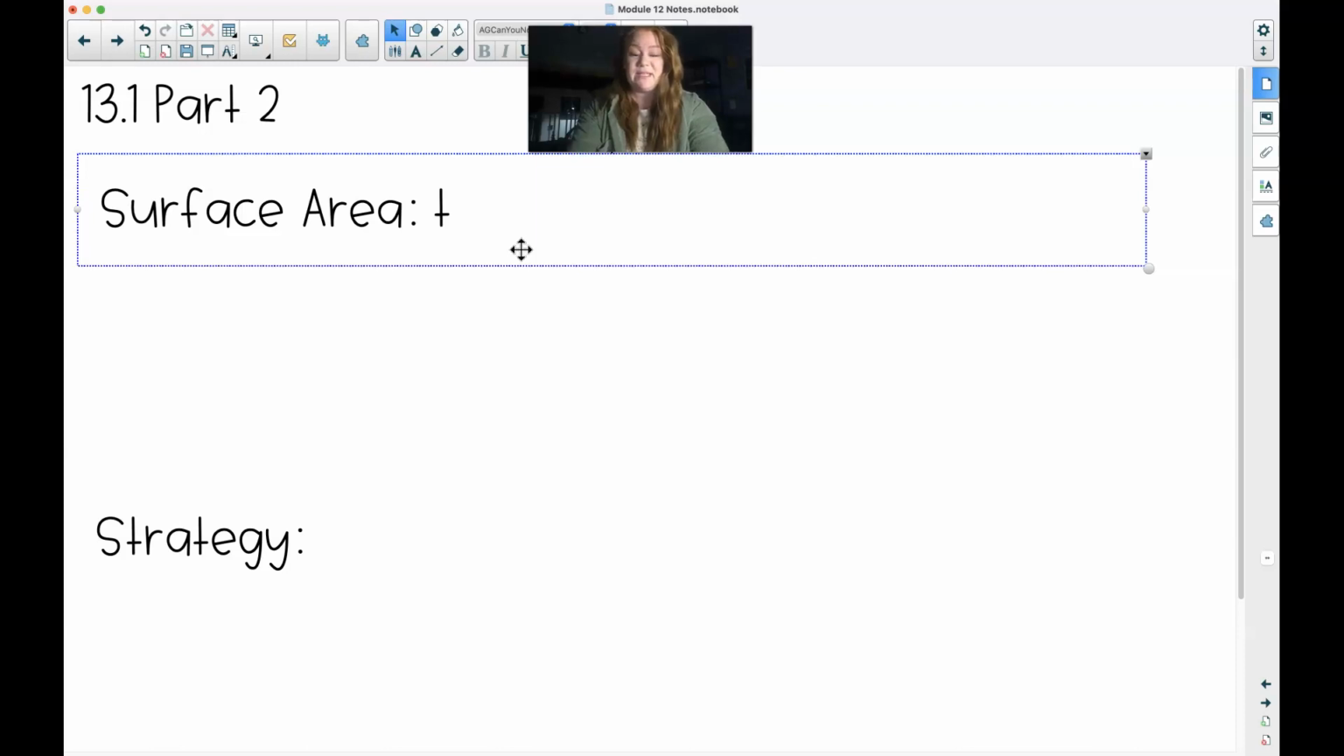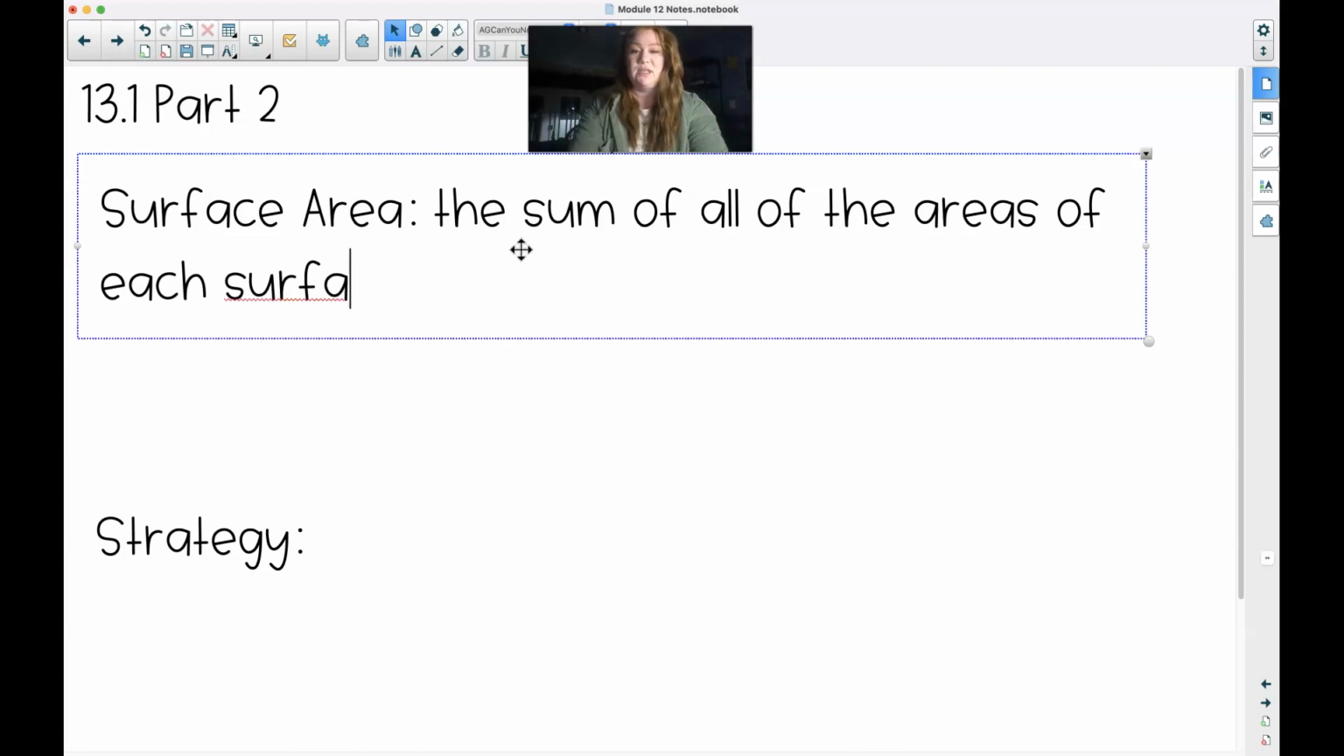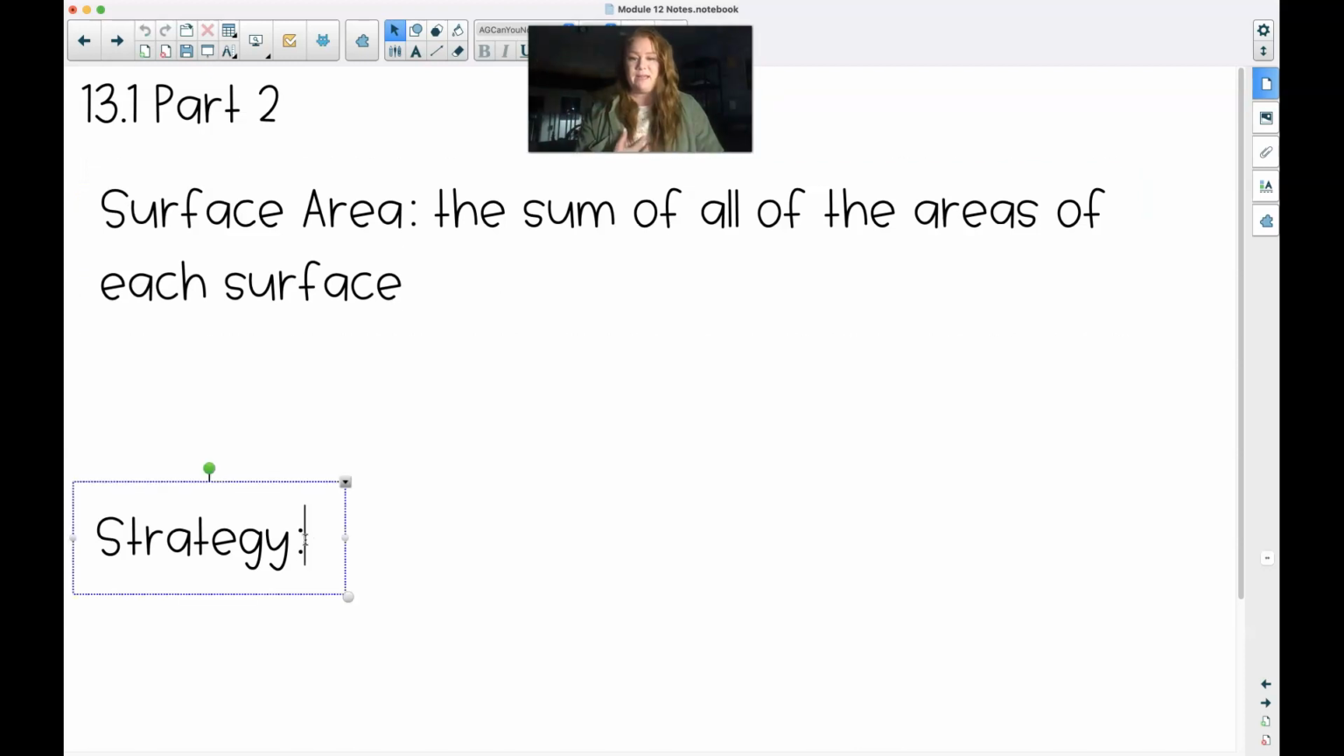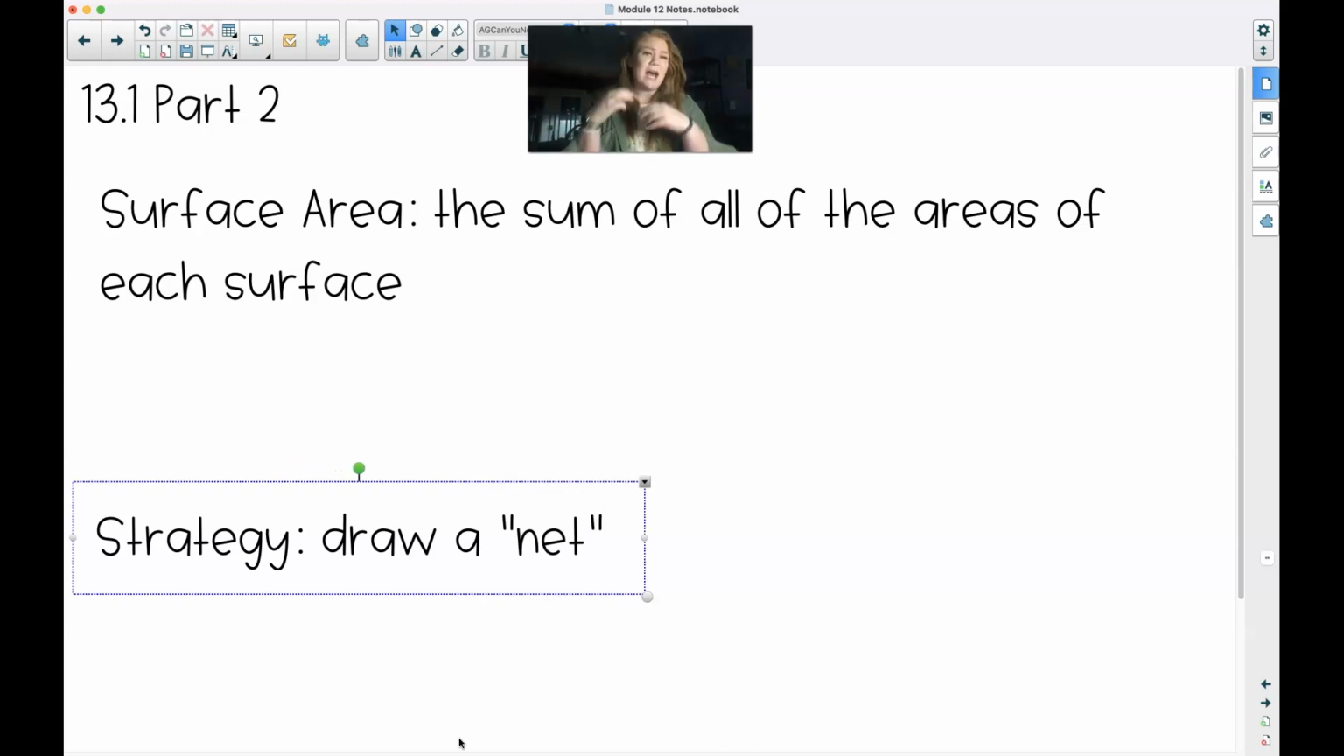So surface area is going to be the sum of all of the areas of each surface. So we're taking each of those surfaces and we're putting them all together. My favorite strategy is to kind of draw out a net. I'm going to take that shape and draw a net, although I don't draw it so that it has to fold up. I just like to draw the individual shapes I see and say how many of them there are.